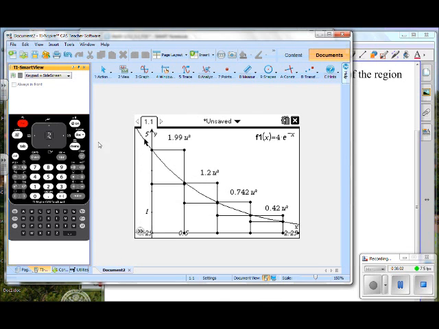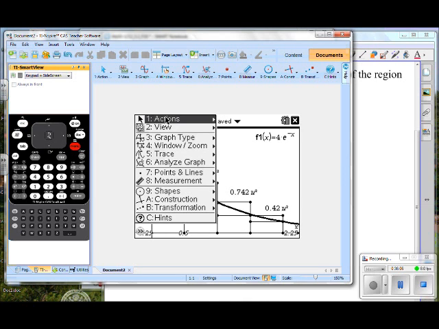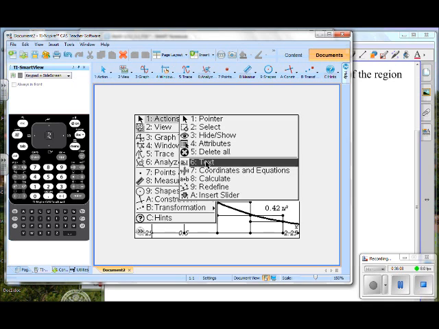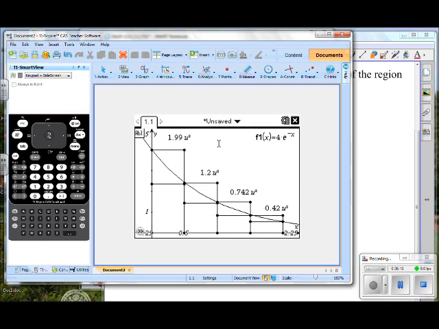Now, to add them up, I'll go through this with you. Go to menu, go to actions, and we first need to type a text. And so I'm going to type a text. We have 4 rectangles, so it'll be A plus B plus C plus D.